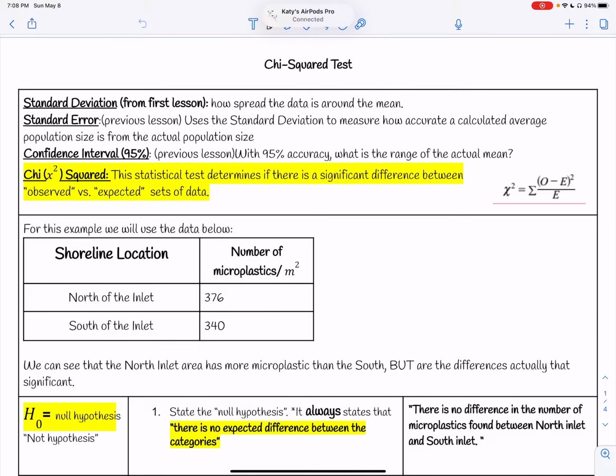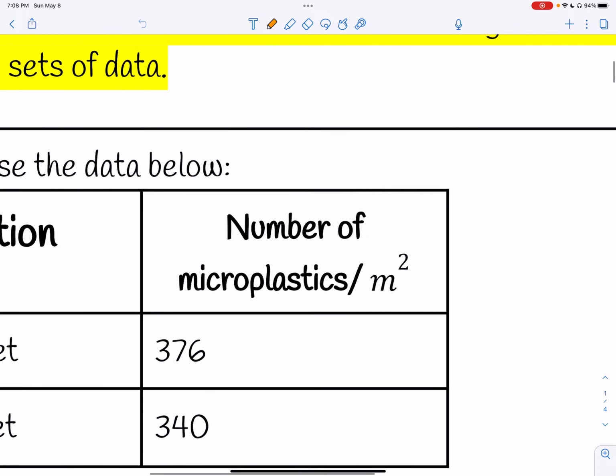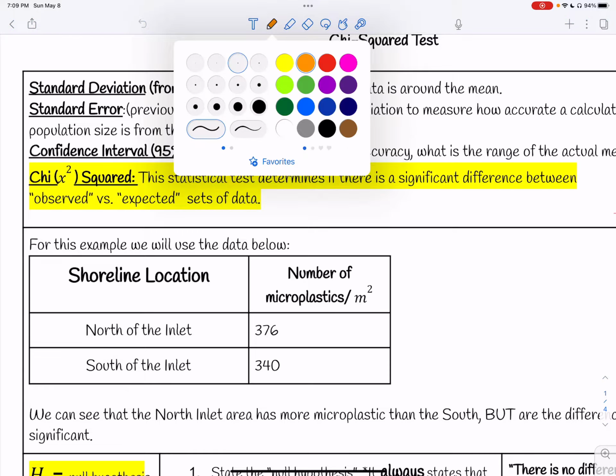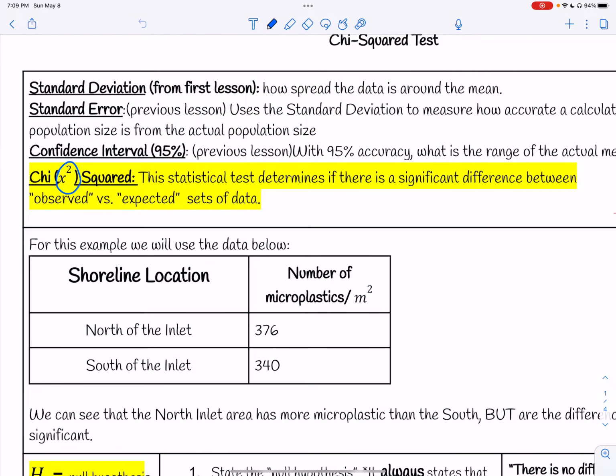Okay. The next statistical test that we're going to do, and this again, it's for biological statistics. We do this whenever we're doing population samples or maybe samples of some kind of abiotic factor. And this one we'll be looking at microplastics. All right, so this is going to be the chi-squared test, and it's noted with this x squared, that x is chi, or lowercase.